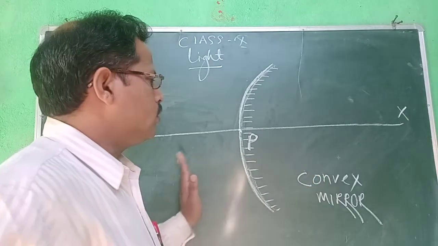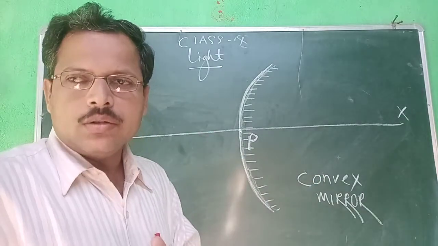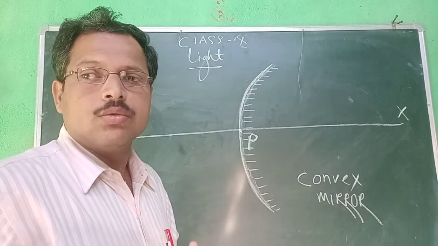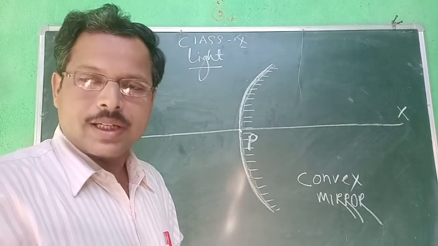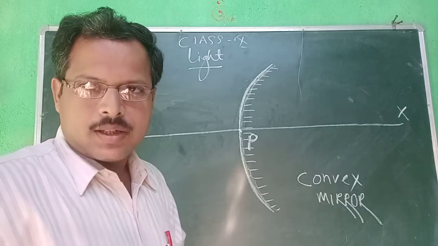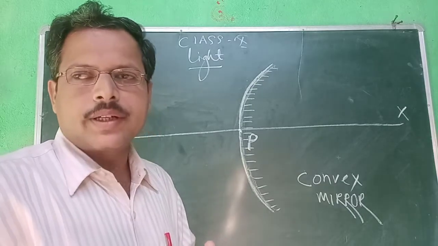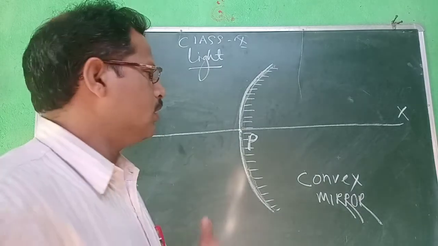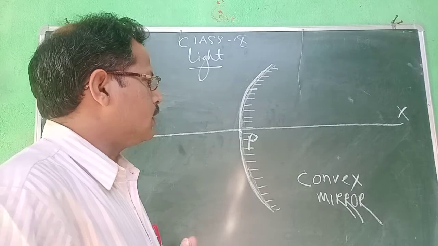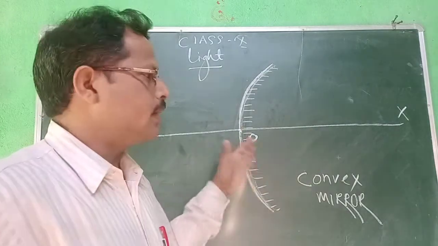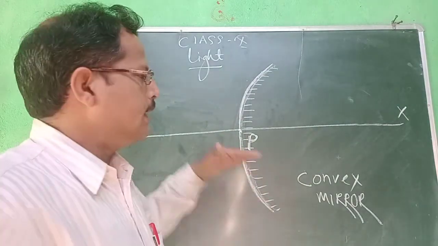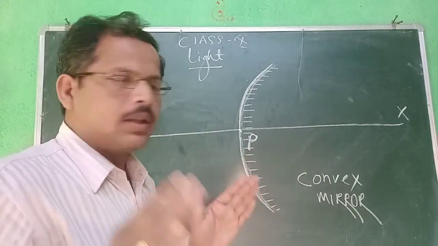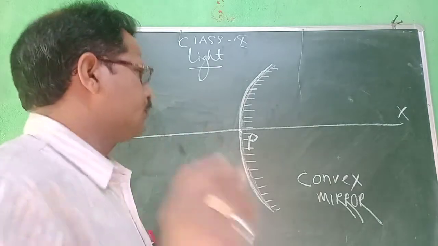All measurements are done from the pole, whether you measure the object distance, the image distance, the height of the object, or the height of the image. Everything is measured from the principal axis and pole. Going upward is positive, downward negative. We'll discuss all of this later on.